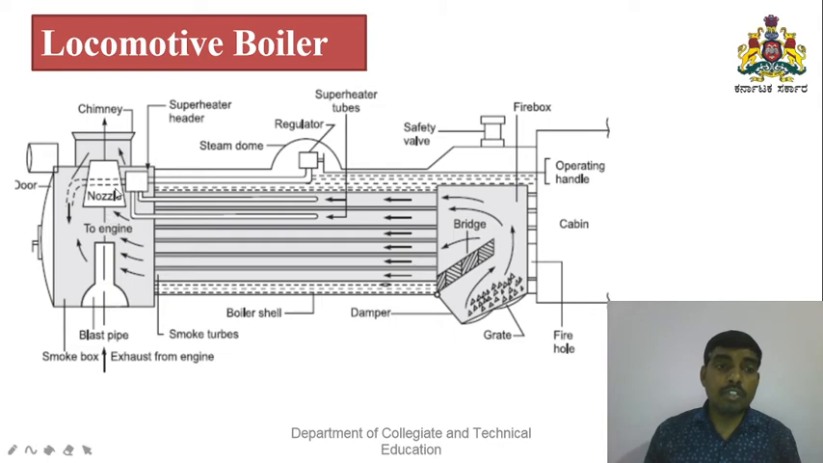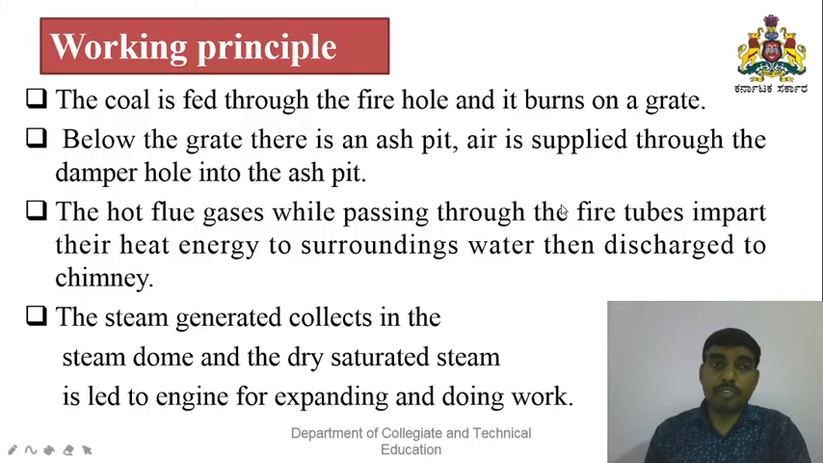From the nozzle it will flow to the engine, and again flows down. You can call this a blast pipe. After that, the chimney is given. From the chimney the flue gases will flow out. These doors are provided for inspection purposes. These are called smoke tubes, and this damper is provided for the airflow. This is the cabin. This is how the locomotive boiler is employed.